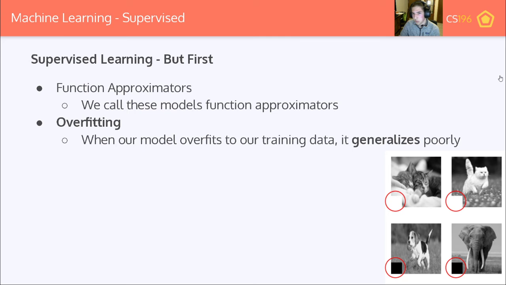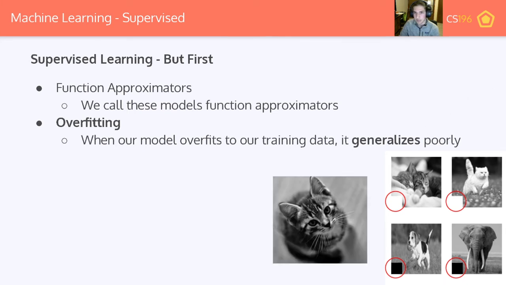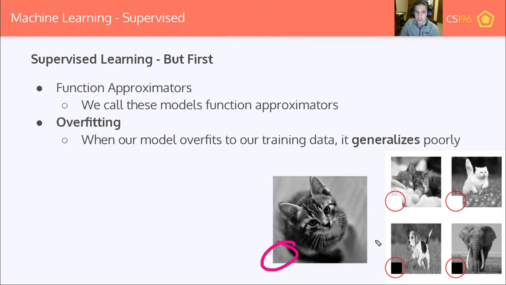Right? And so what the issue becomes is, if we then have a new image which does not have a square here, it's not going to have any idea what to do. And so this has generalized poorly, right? Is what we say. It has overfit to the data.